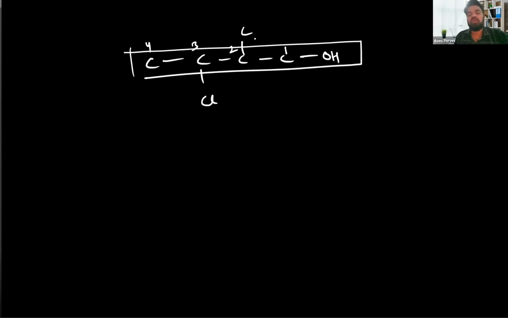So here is a one-carbon chain. C means one carbon chain. I can write C here, or I can write CH3, it's your choice. So here the one-carbon chain name is methyl, and here it is chloro.